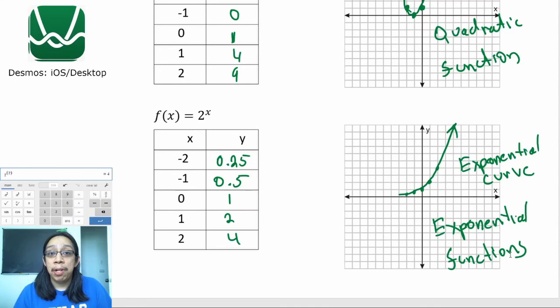Now, if you have an equation, you can always convert them into a table by just evaluating them either by hand, mentally, or using a calculator. And the three types of main functions that you'll see in this course are linear functions, quadratic functions, and exponential functions.